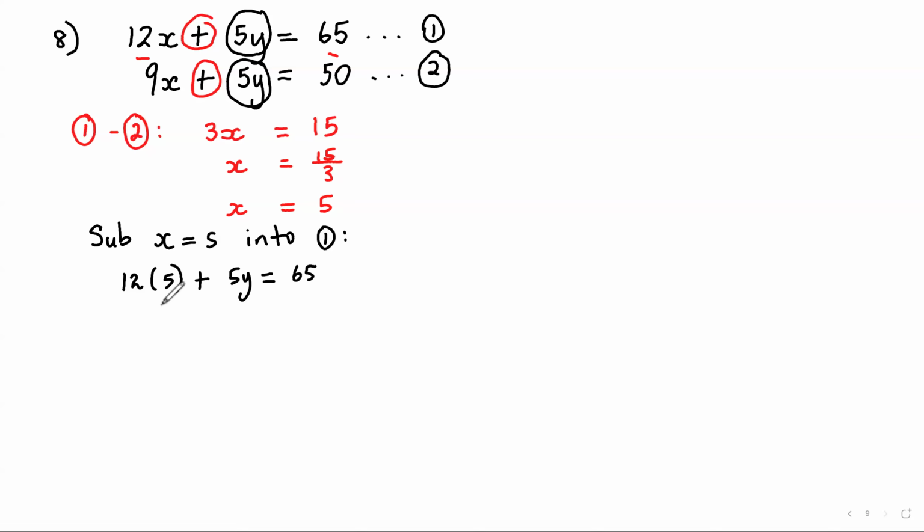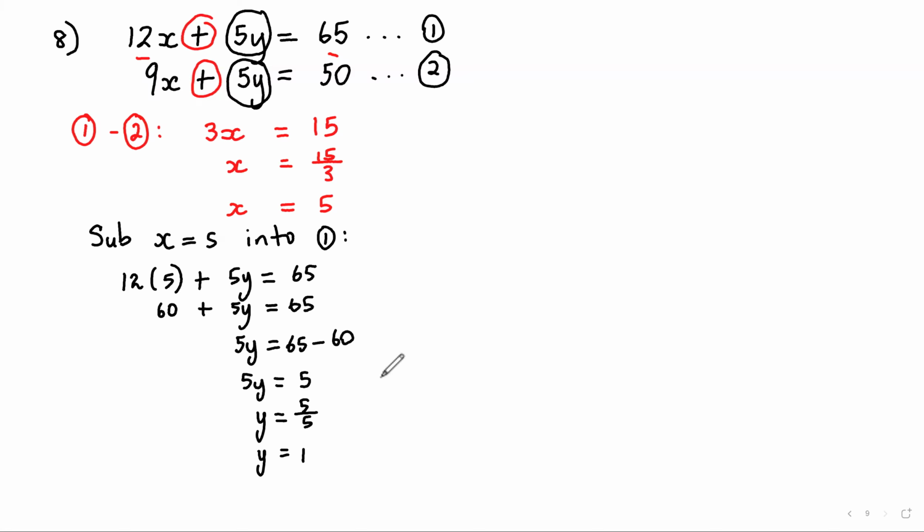So 12 times 5 is 60. 60 plus 5y is equal to 65. That means 5y would be equal to 65 take away 60. So 5y is equal to 5, and y is equal to 5 divided by 5, which makes y equal to 1. So the solution here to this pair of simultaneous equations would be x is equal to 5 and y is equal to 1. All right, the next question, let's do another one.